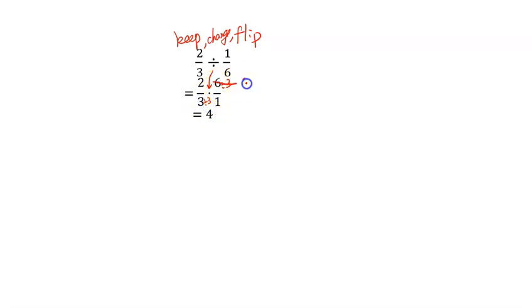Now 6 divided by 3 is 2. 3 divided by 3 is 1. So now let's multiply straight across. 2 times 2 is 4. And the bottom gives us 4/1 because 1 times 1 is 1. But 4 divided by 1 is also 4, so we should simplify that to 4.